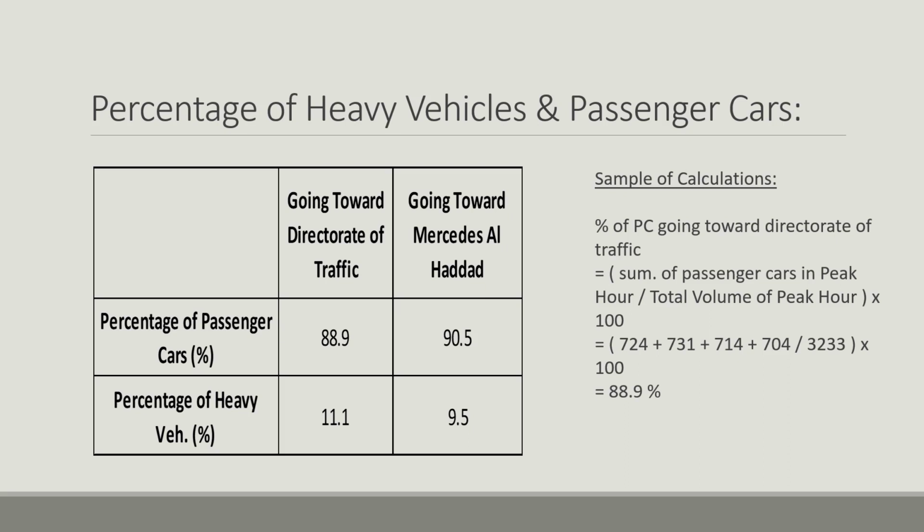It is the summation of passenger cars in the peak hour divided by the total volume of peak hour, multiplied by 100, and it is found to be 88.9%. The same procedure is done to find the other values.